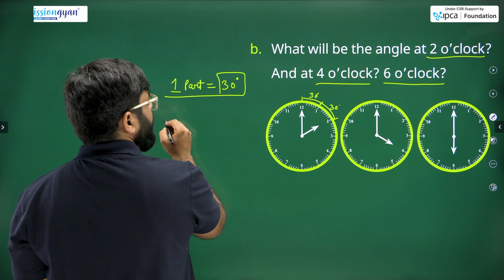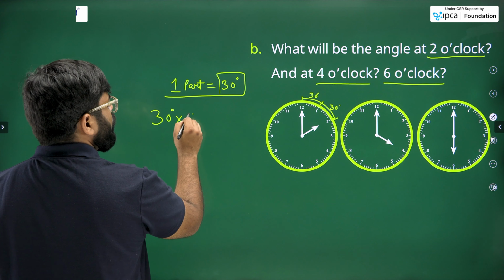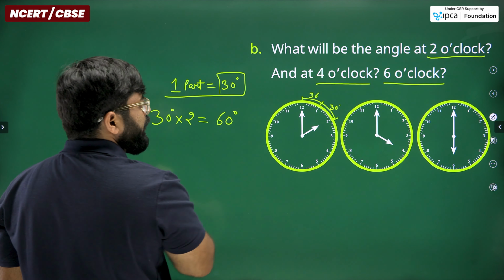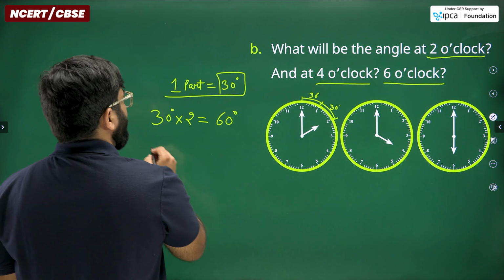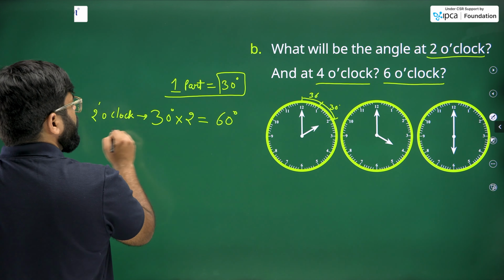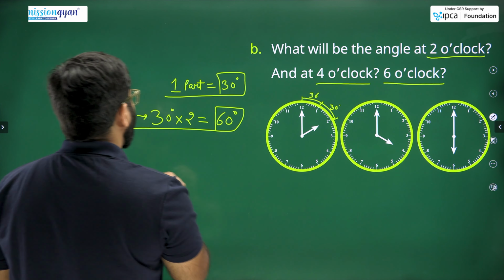So I can say that two parts. One part is of 30 degree and it is covering two parts. So I can say it is of 60 degree. So I can say 2 o'clock represents 60 degree. Is that clear? So what is the measure of 4 o'clock?